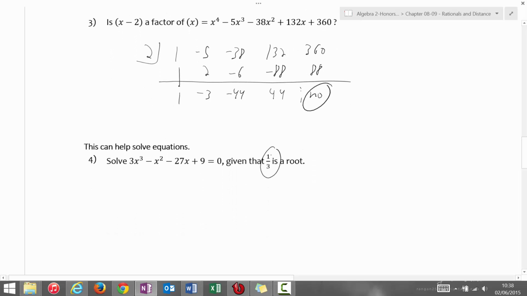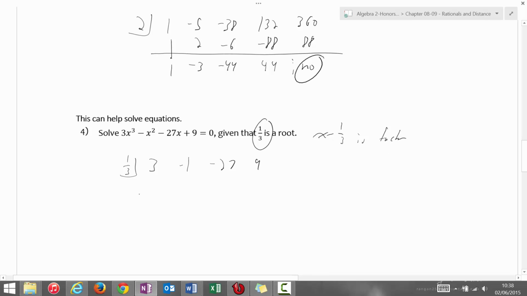This can also help solve equations. If I know that 1/3 is a root, I can use that to factor. Watch this. 1/3 is a root, that means x minus 1/3 is a factor. So I pull this out, 3, negative 1, negative 27, positive 9. And I get 3 times 1/3 is 1, 0, 0, negative 27, negative 9, and 0.